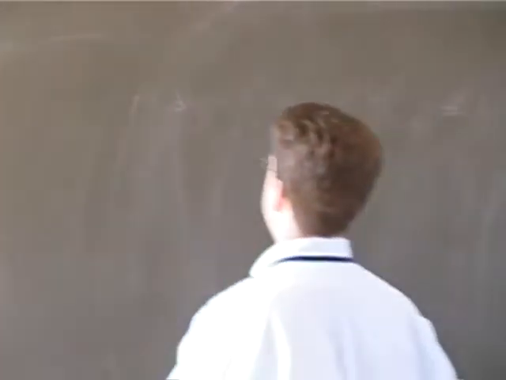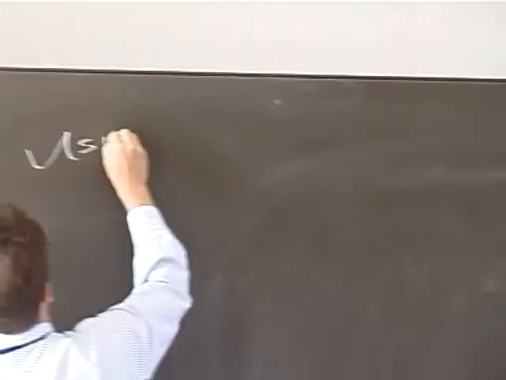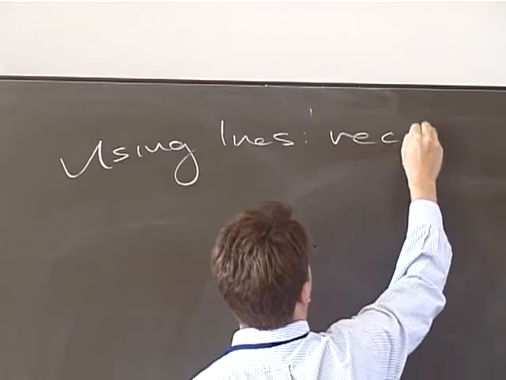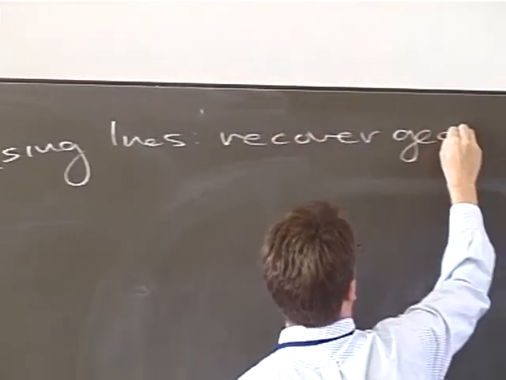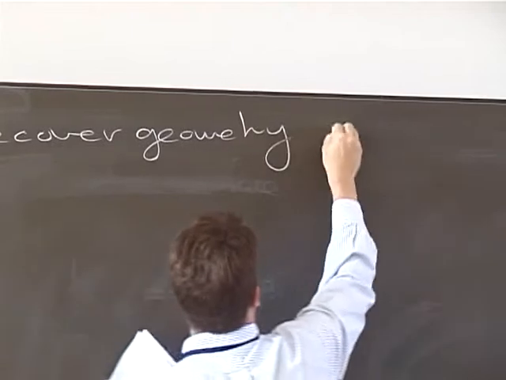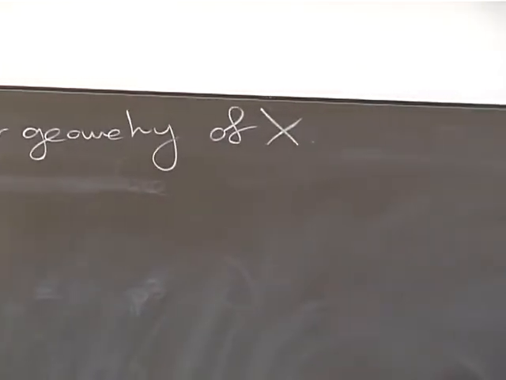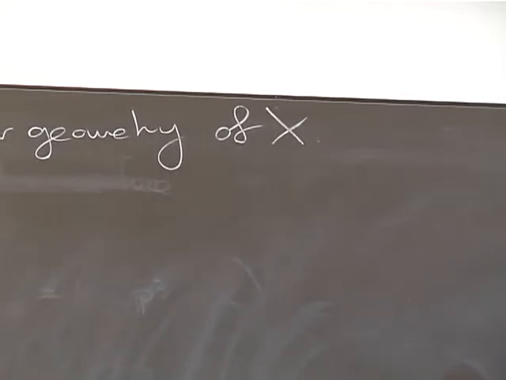So using the lines, we recover the geometry. So here, X is just a cubic surface. I'm not assuming anything else about it.